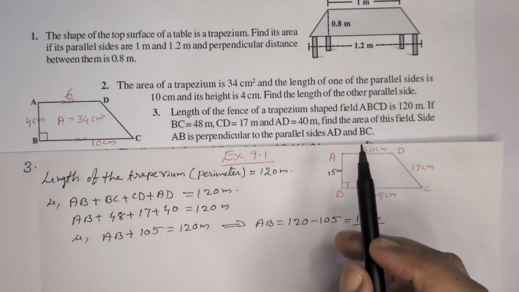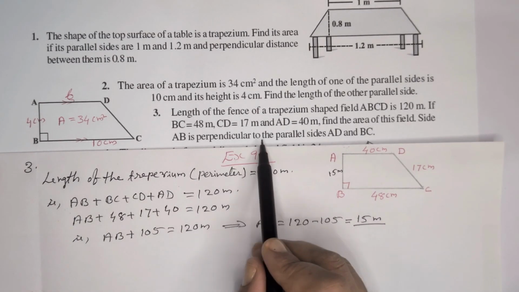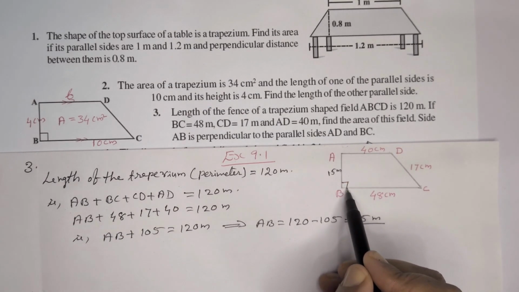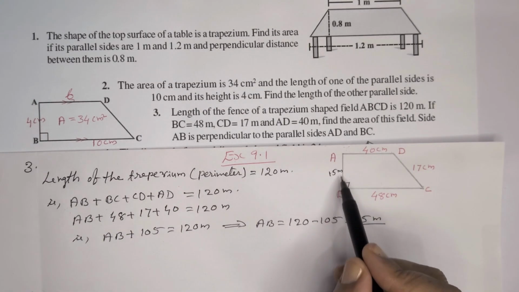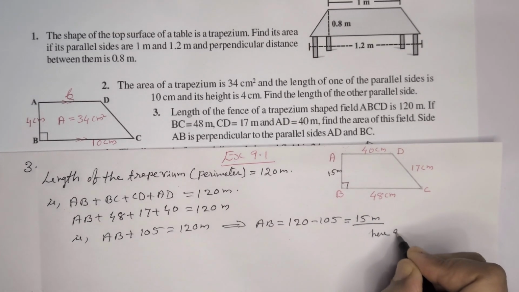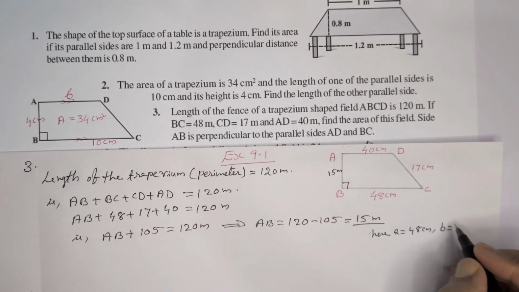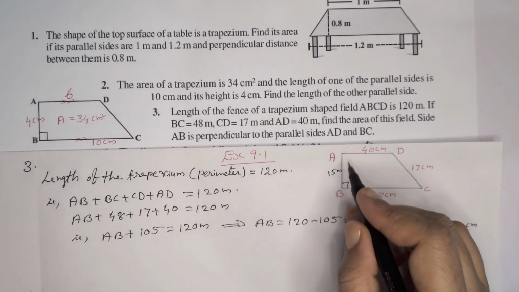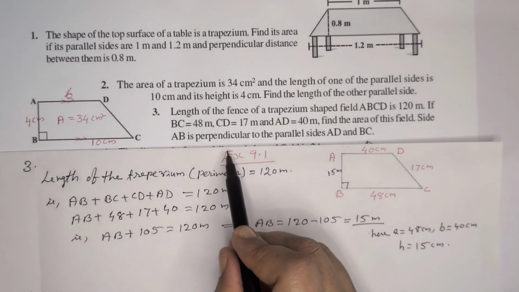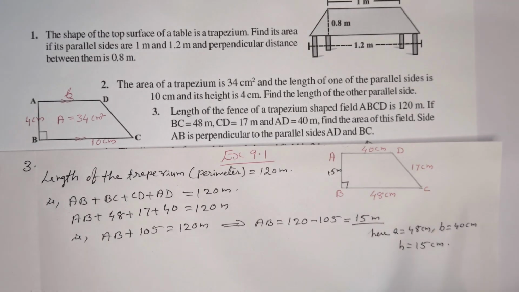Then we can find the area of the trapezium. Here the question: find the area of this field. Side AB is perpendicular to the parallel sides AD and BC. We can take this as the perpendicular distance AB. So that means height is equal to 15. Here A is equal to 48, B is equal to the parallel side 40 meter and height is equal to 15 meter. In the question it is given that AB is the perpendicular, so you can take this as the perpendicular height.